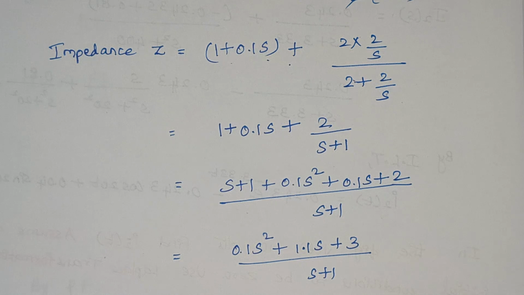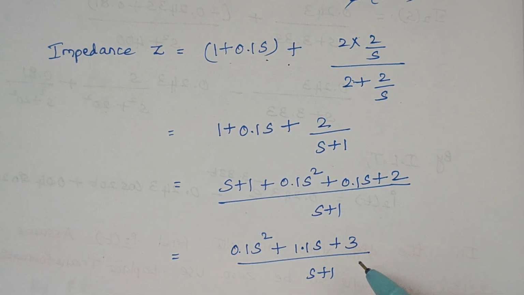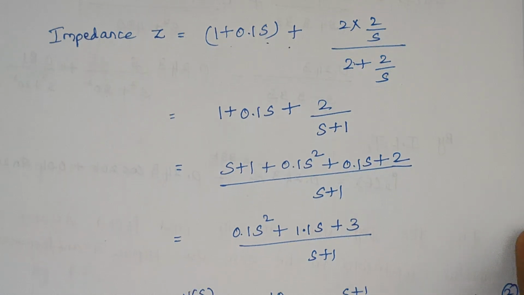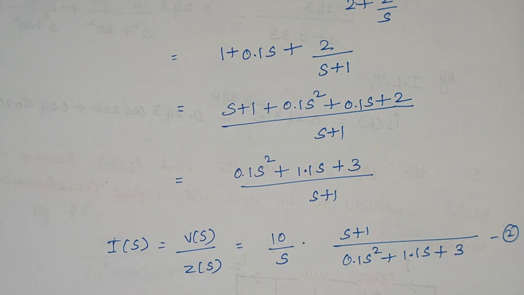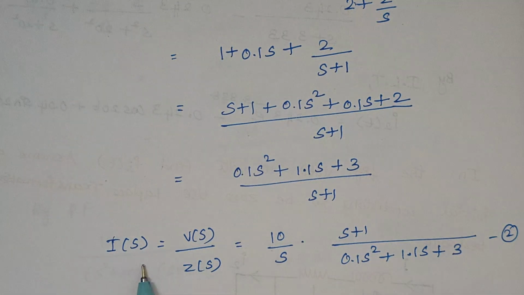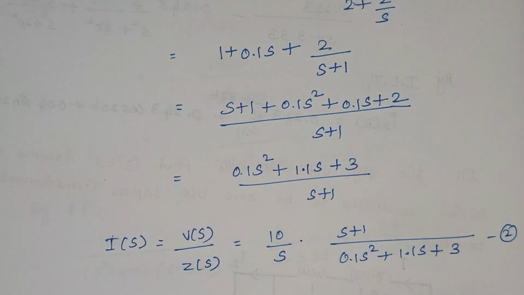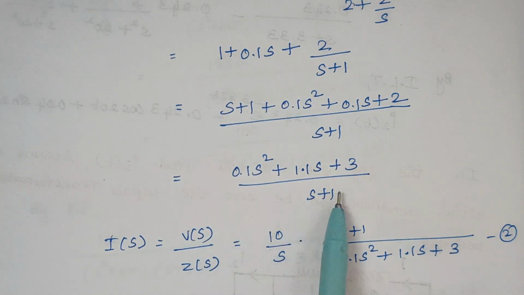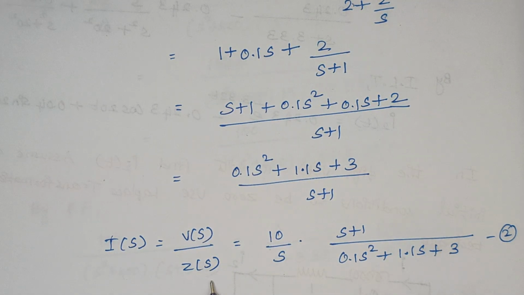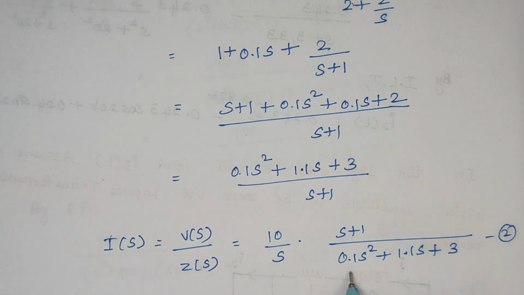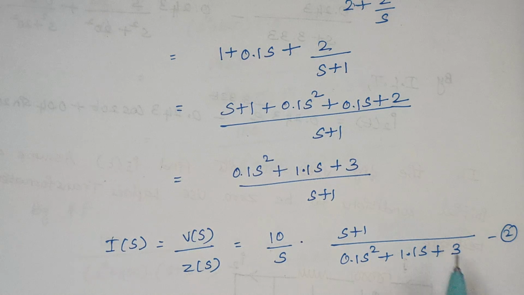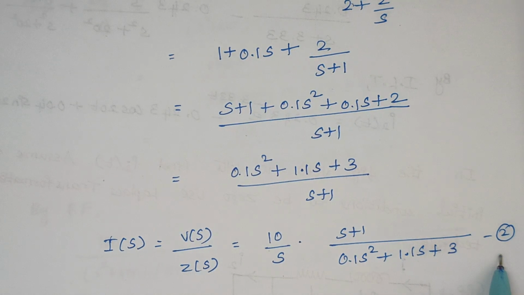Right. So, we know the value of total impedance of the circuit. The next step is we are going to calculate the total current. So, here the total current is I of S. I of S is given by V of S by Z of S. Just substitute the values. What is the value of V of S? It is 10 by S. And impedance is this one, so divided by Z of S. When you substitute the value of Z of S here, it will appear as a reciprocal. That's the thing that happens here. So, S plus 1 divided by 0.1 S square plus 1.1 S plus 3. Name this as your equation number 2.